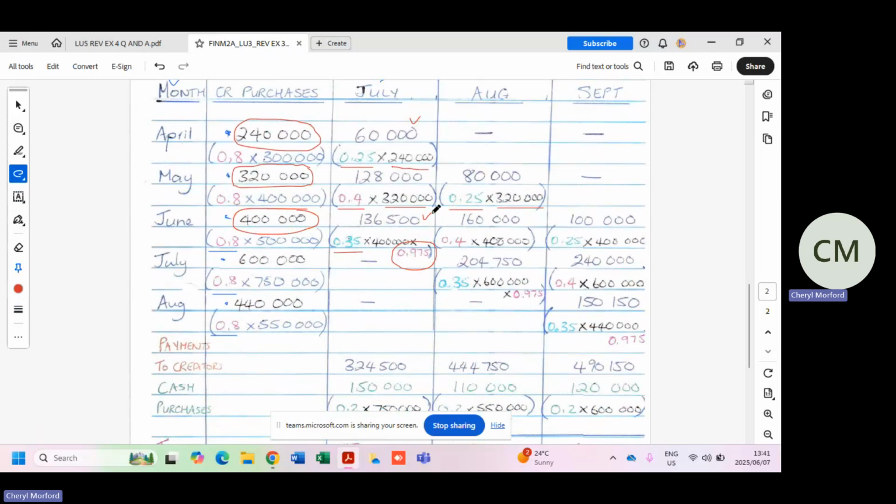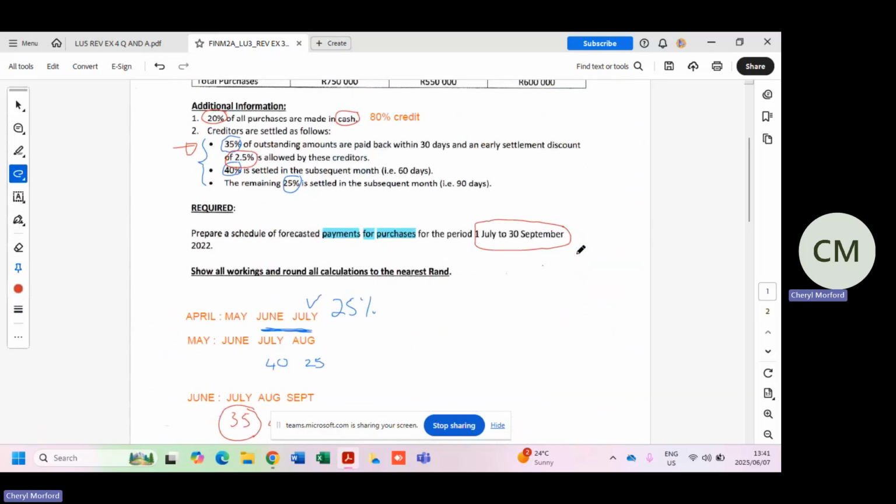The discount does not apply to the 40% payment in August or the 25% payment in September. Okay, let's carry on, shall we?